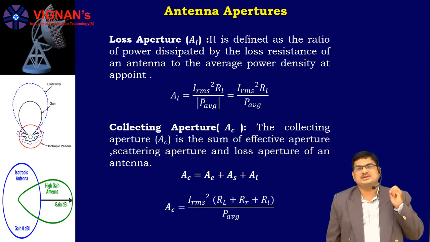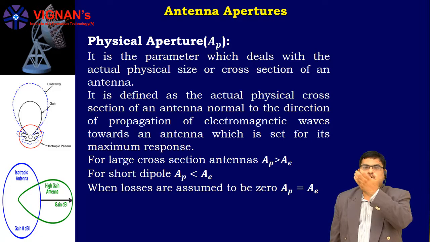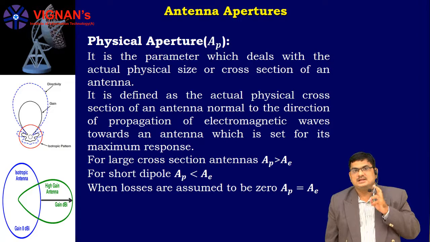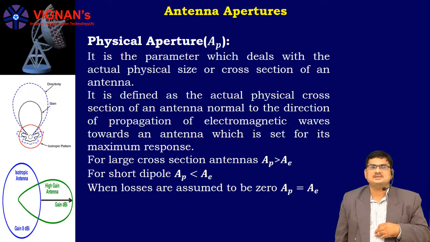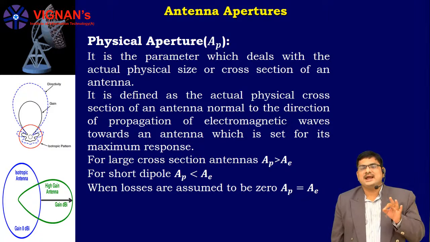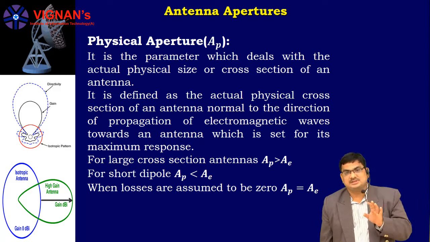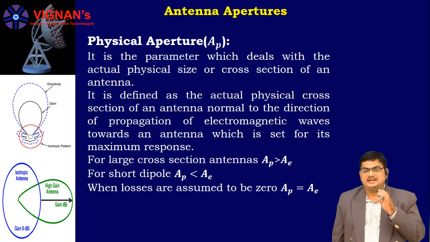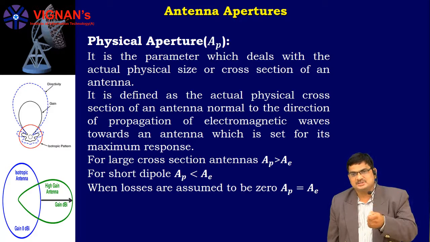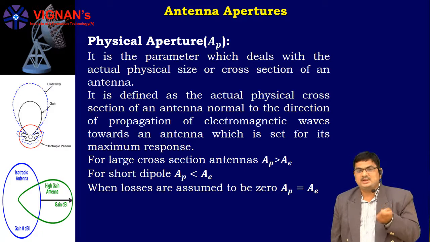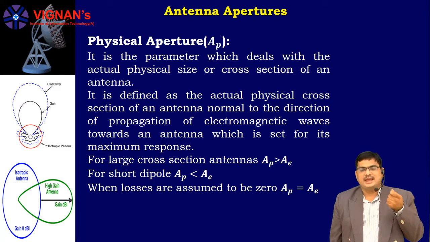Or the actual physical cross section of your antenna, which faces your electromagnetic signals. For large cross-sectional areas like horn antennas and waveguide antennas, this physical aperture is always greater than the effective aperture. For short dipole antennas, the physical aperture is always less than the effective aperture. When losses are assumed to be 0, then AP equals AE.